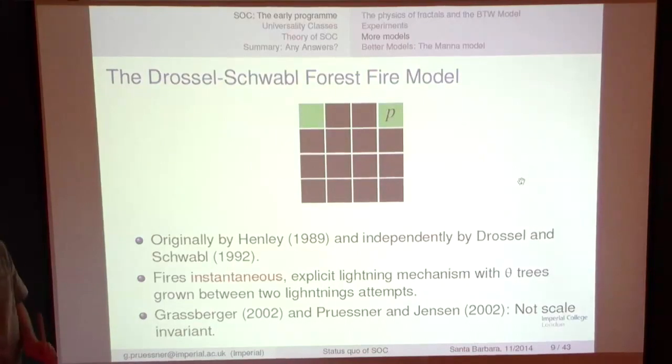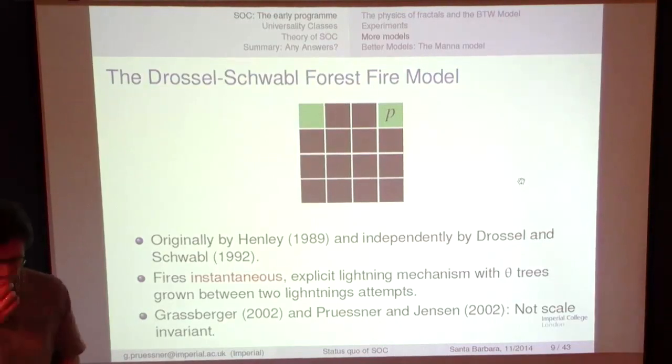The trouble with that is that there are these two different scales: the planting rate, the rate with which new trees grow, and the rate with which trees are set alight. This competition introduces another scale, and that requires some tuning. For a given system size, you have to tune that ratio very well. So there is tuning involved, and that makes it tricky to analyze.